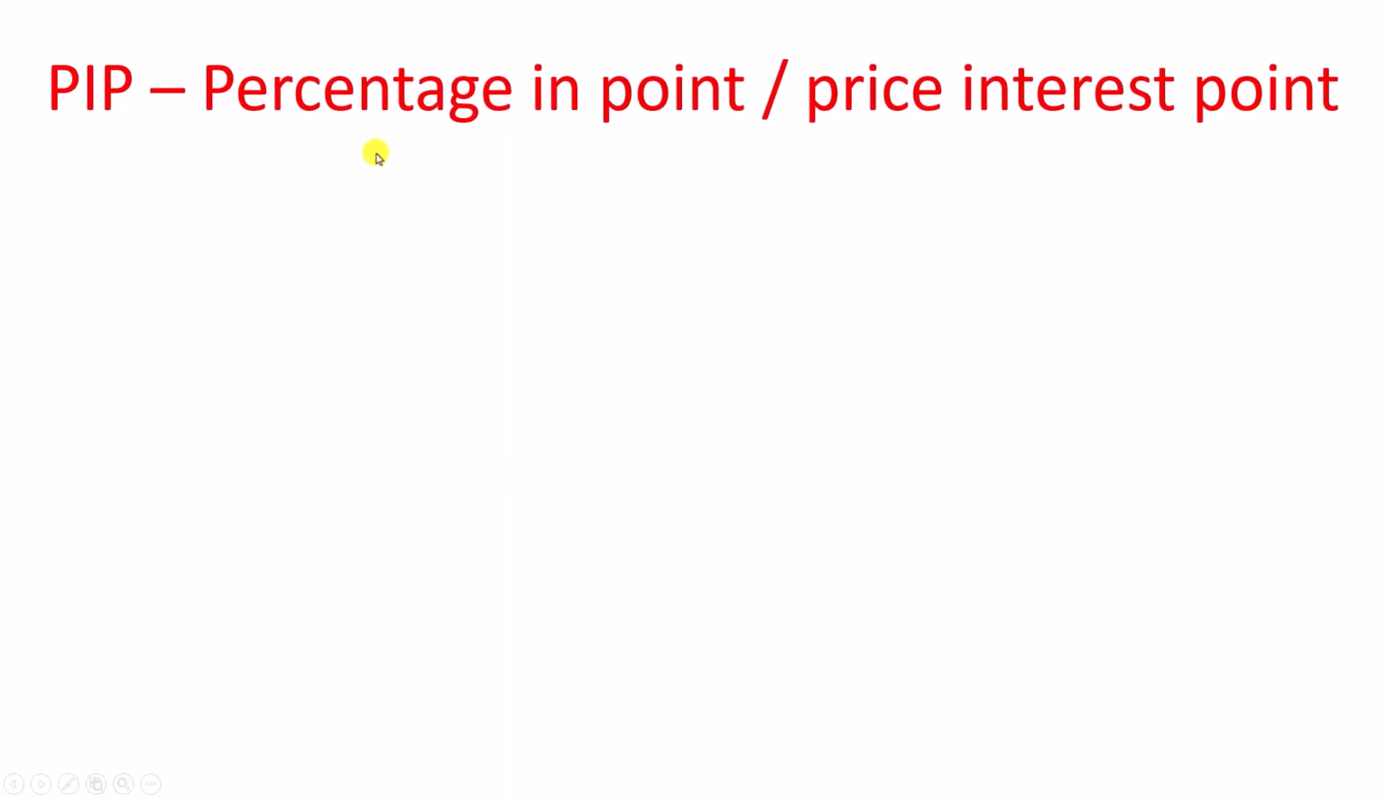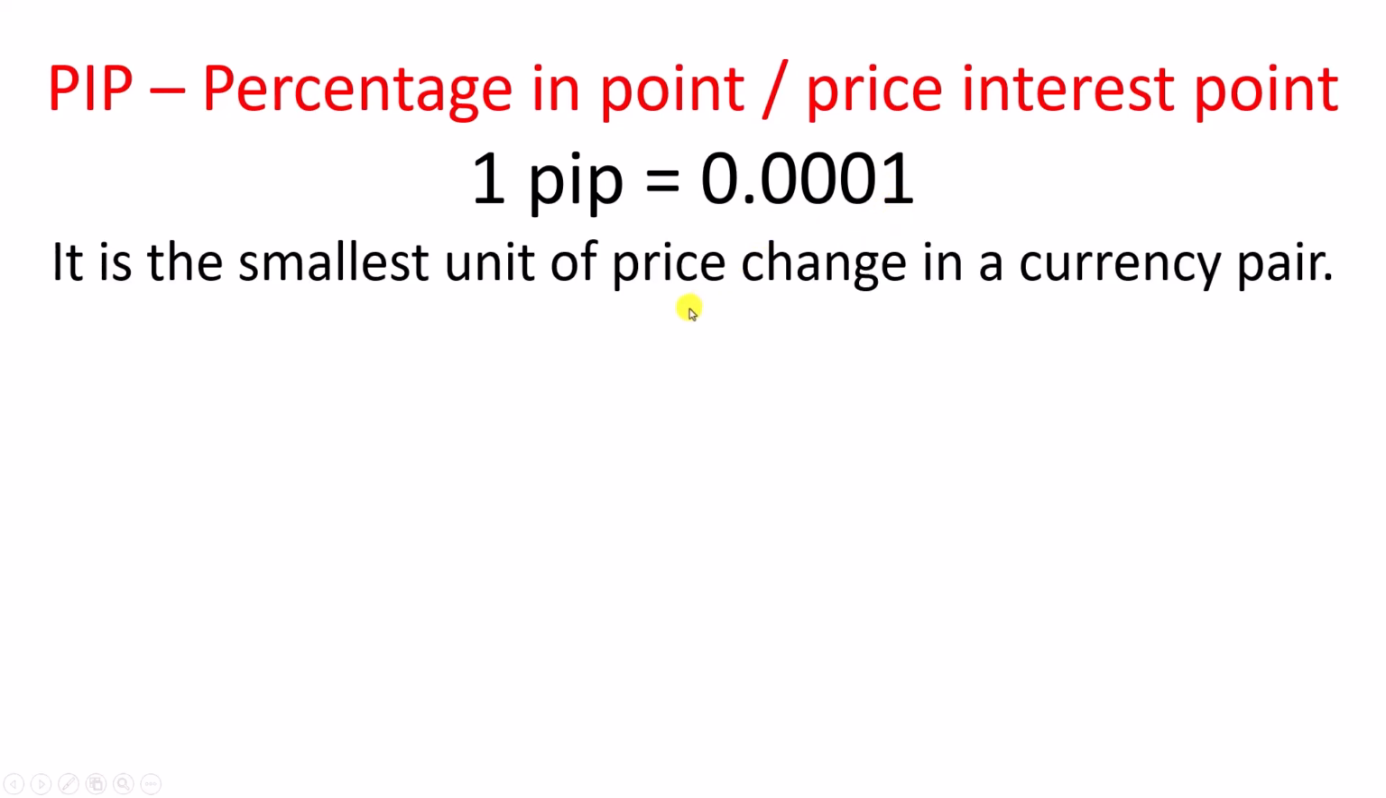Pip stands for percentage in point or price interest point. 1 pip is equal to this much, 0.0001. So at the fourth position we have 1. What is a pip? Pip is the smallest unit of price change in a currency pair.